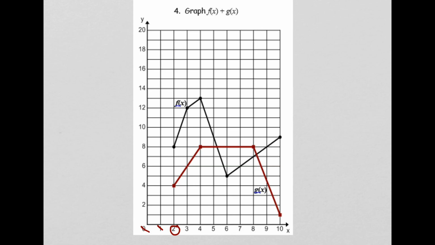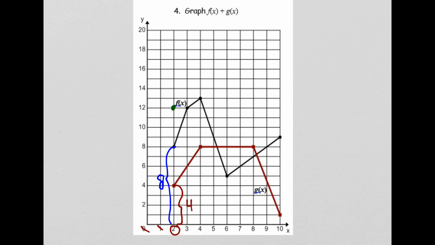Here we are. At week 2, the red function is 4 high. And the black function is 8 high. And we're going to add those two together. 4 plus 8 is 12. And that's going to put me right here at 12. Still on week 2. We're all on week 2.